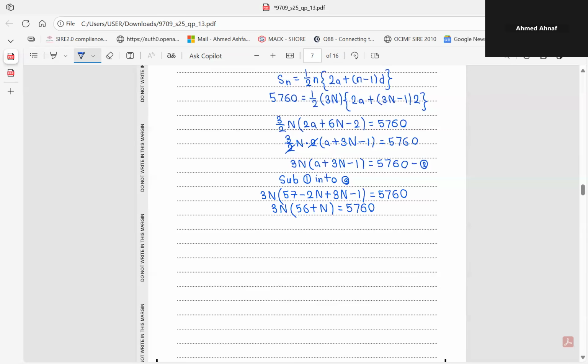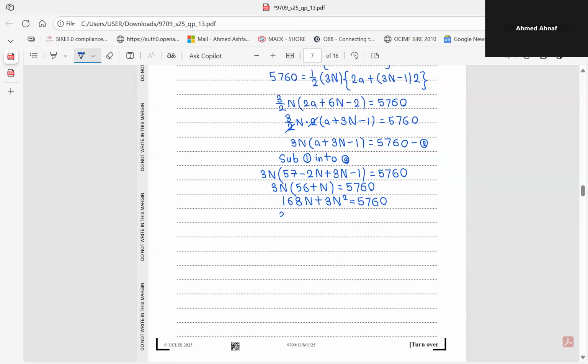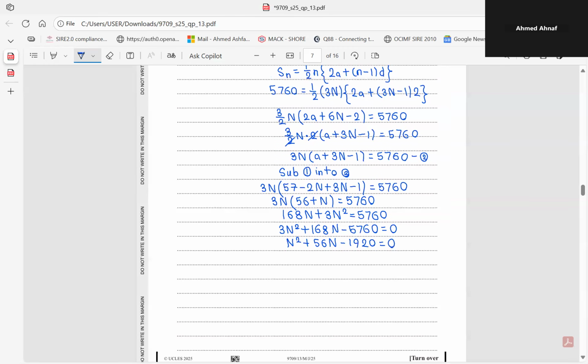Now let's expand everything out. So 56 times 3n, that's 168n, and 3n times n, that's 3n squared, equals 5760. So let's move everything to the left-hand side. We'll get 3n squared plus 168n minus 5760 equals 0. Okay, let's see if we can simplify the coefficients. Yes, we can. So we'll divide the coefficients by 3. We'll get n squared plus 56n minus 1920 equals 0.